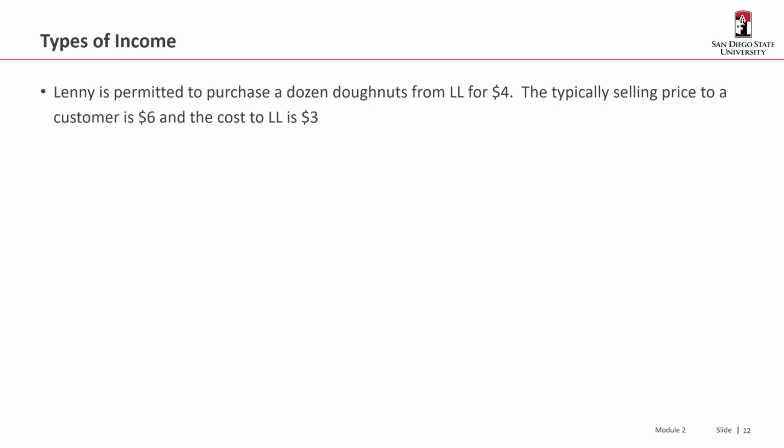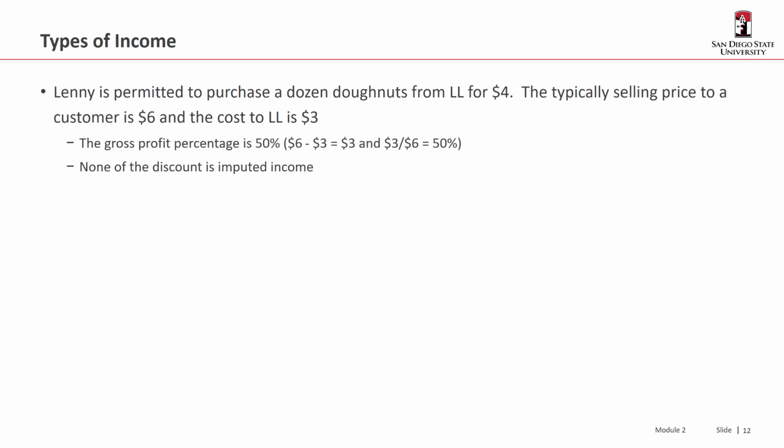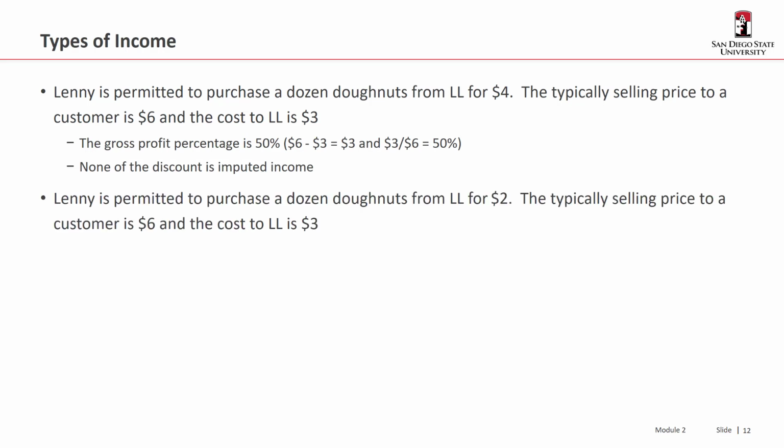The way the tax rule is written is it says the gross profit percentage can never be more than the discount. So let's look at this case. The gross profit percentage in this case is 50% because Lard Lads would typically sell the donuts for $6. Their cost is $3. That means their gross profit is $3. $3 divided by $6 is a 50% gross profit percentage. Since the discount is $4, that's less. The discount, there's no imputed income because the discount is less than the gross profit percentage.